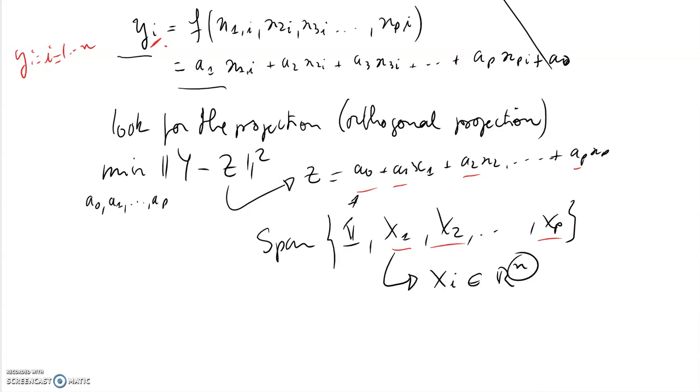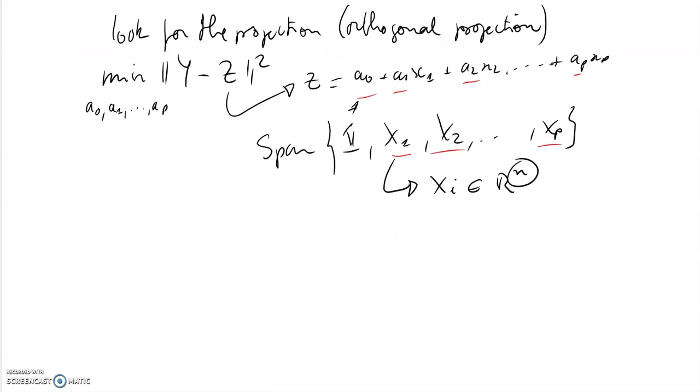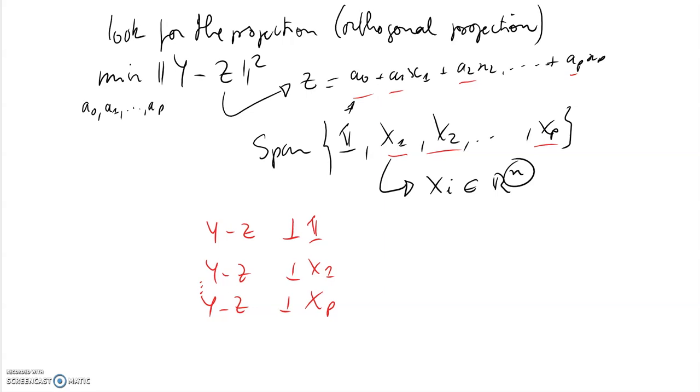We're doing the same thing. So in the end, what should we get? It's the same reasoning. We will have that y minus z is orthogonal to 1, orthogonal to x1, and orthogonal to xp in the end. You do this as many times as you want. So what do you think should be the matrix when you're writing that?